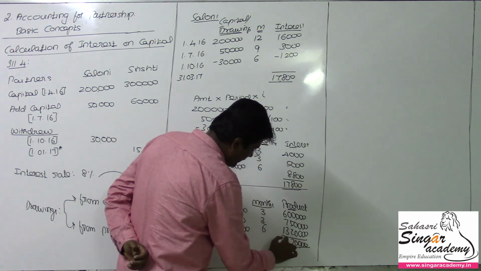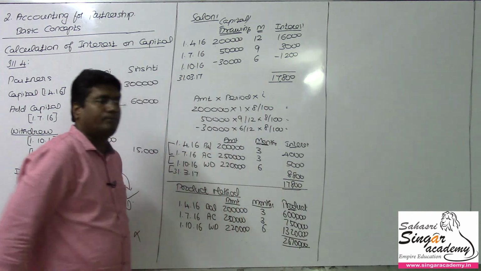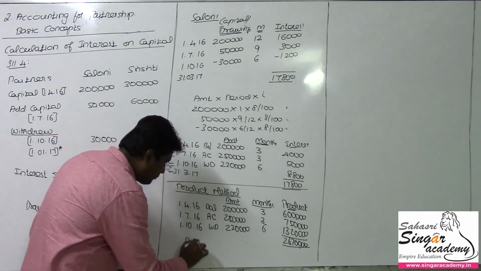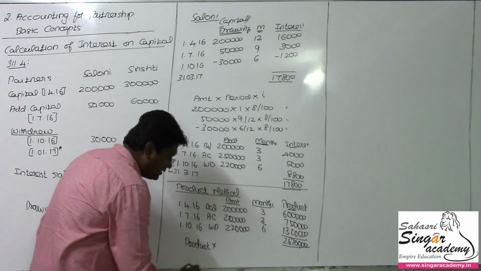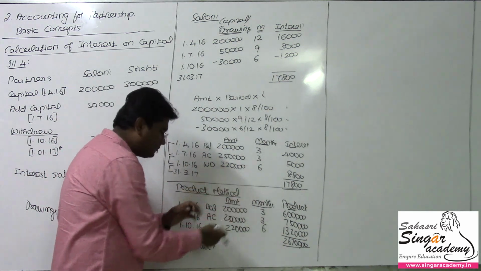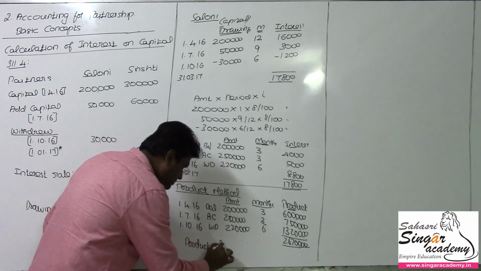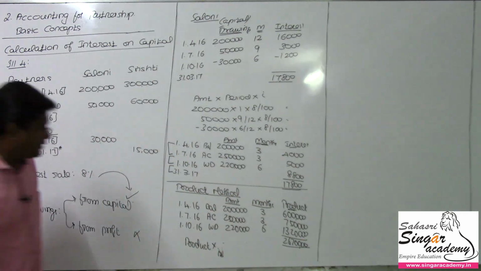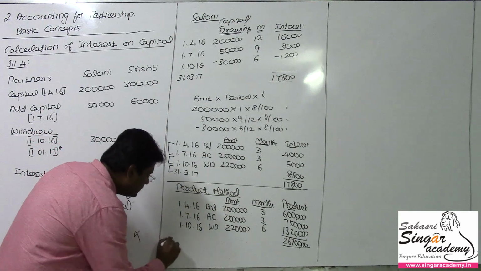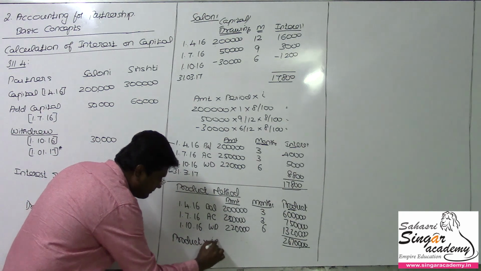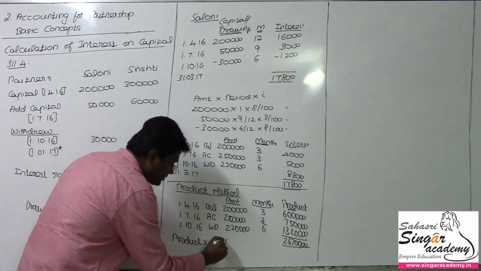26 lakhs 70,000 rupees. This is called the product method. Under this, you multiply the product amount by the month, and you have to apply the rate of interest of 8%. Product into rate of interest. I will give the formula like here: product multiplied with the rate of interest. I simply write this as rate interest percentage.